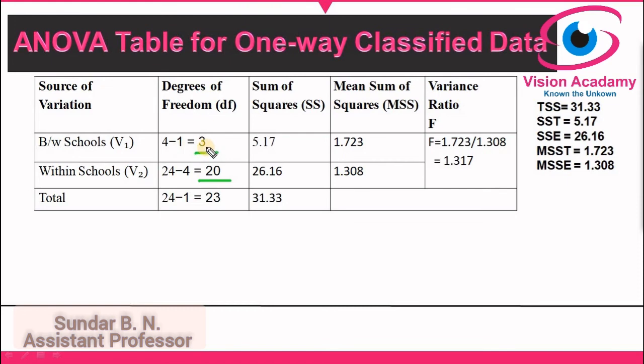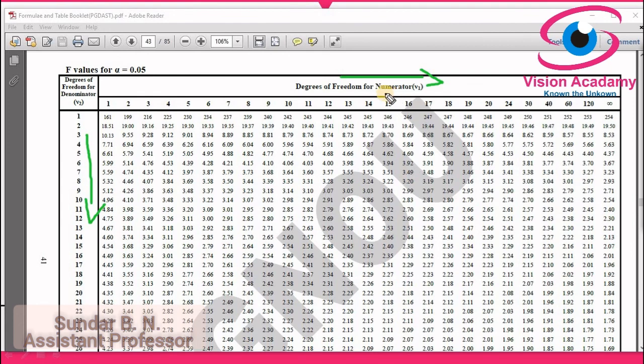We have to see V1 3 and V2 20. So V1, this arrow mark is V1, I told you already. So V1 is 3, and V2 is 20. If we see, this is the value, 3.10, which is the table value for 3 numerator and 20 denominator at 5% level of significance.